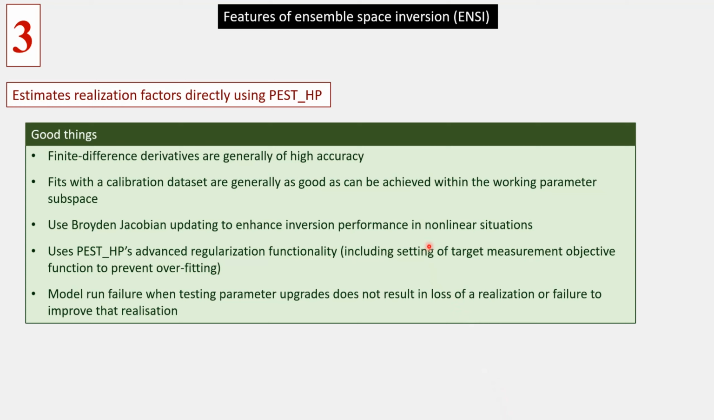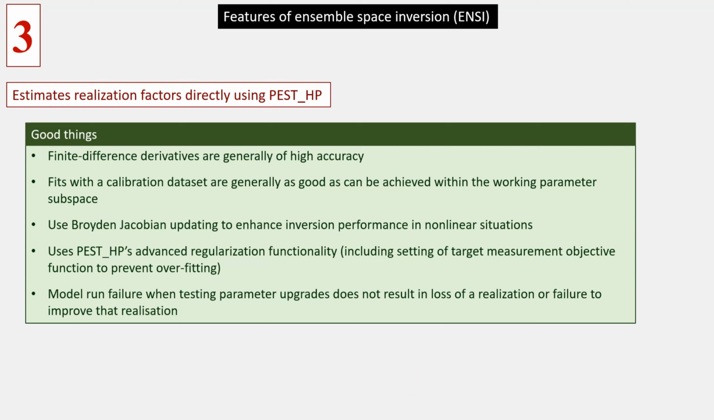For example, we can use Broyden-Jacobian update, if we're using PEST HP as we should, to enhance the ability of the inverse problem solution process to find a minimum error variance parameter field, to attain a good fit with a calibration dataset, even in highly nonlinear situations. So we can use all the good things that come with gradient-based solutions of the inverse problem to obtain a good fit with the calibration dataset under possibly difficult circumstances.